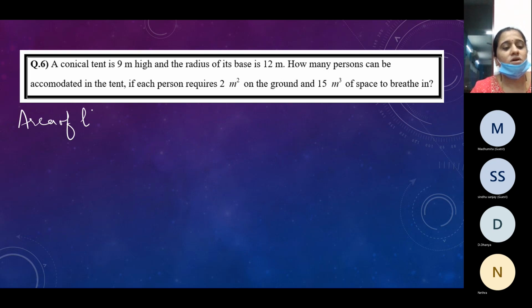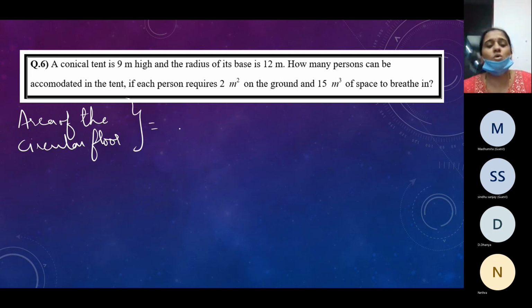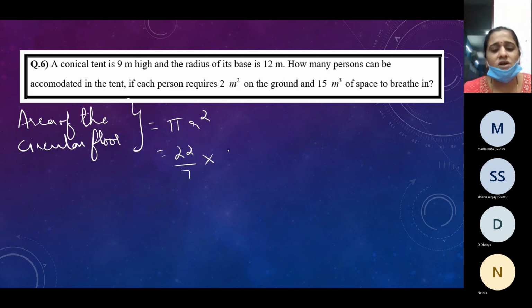Area of the circular floor. Why circular floor? Because it's a cone, and the base, or the floor, is a circle. So what's the area of the circular floor? Pi r square. So 22 by 7 into r square. What is the radius? 12 into 12.